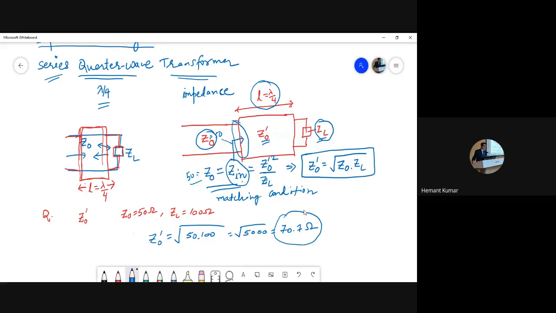will be equal. These two impedances will be equal. So impedance matching will happen, right? So this is very simple.